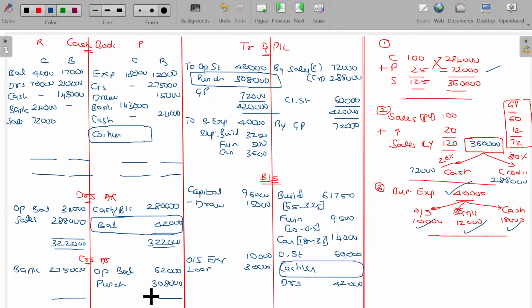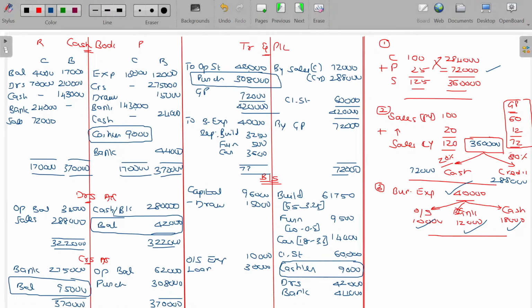In creditors, you tally this. 3 lakhs 70,000. 3 lakhs 70,000. So you'll get 95,000 being the balancing figure. Balance carried out. Okay. The ultimate value what you get here is the net profit.